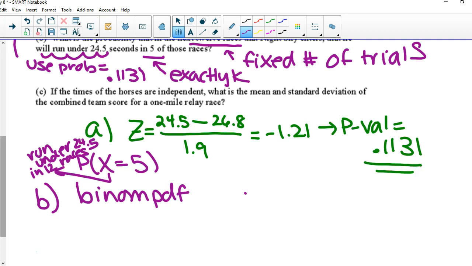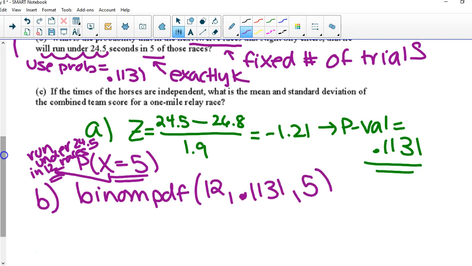Okay, so he runs 12. We want to know in 5 of those races, can he run in under 24.5 seconds? So we do a binom PDF. Our N, we have 12 races. Our probability is 0.1131. And our K is 5. N, P, K. We're going to hit second bars. We're going to go to Binom PDF and we're going to calculate it.